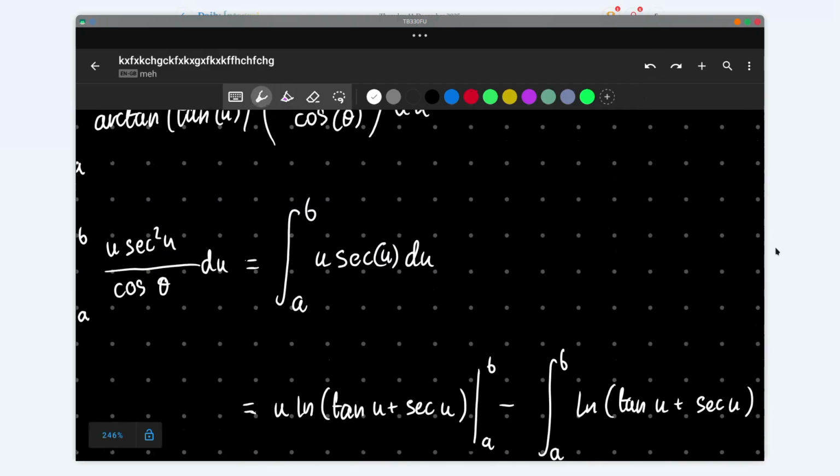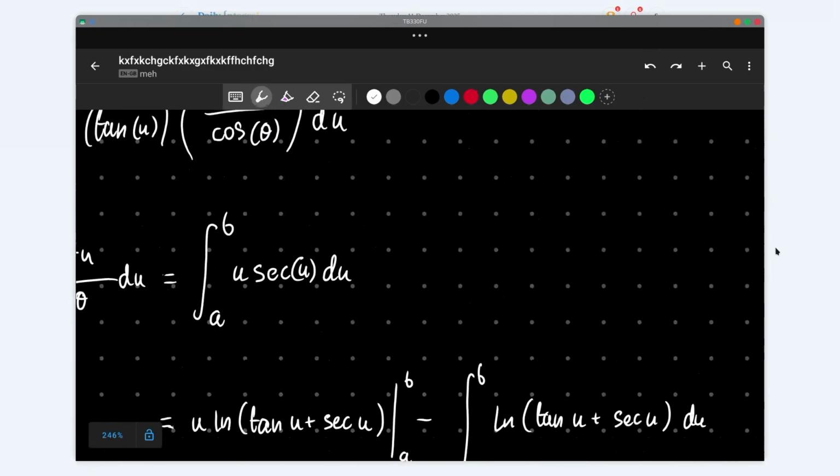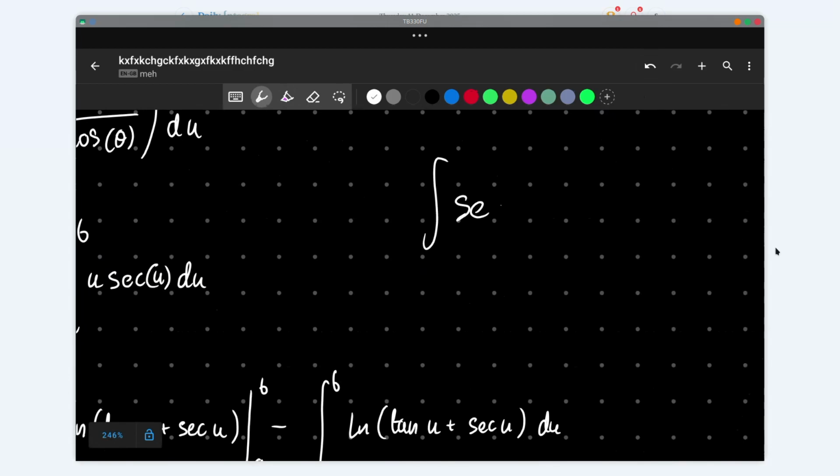If it was just sec u, that would be fine. So the goal is to not have this. If I differentiate, that makes it worse. And then if I do by parts on a different thing, that still makes it worse. I don't get another logarithm, which would make it even worse. What I wanted was to have something like the integral of sec u du, which is easy.